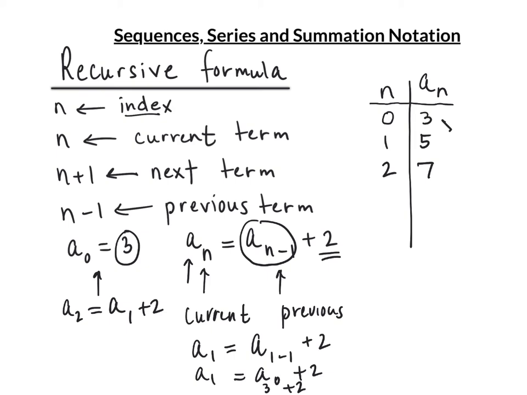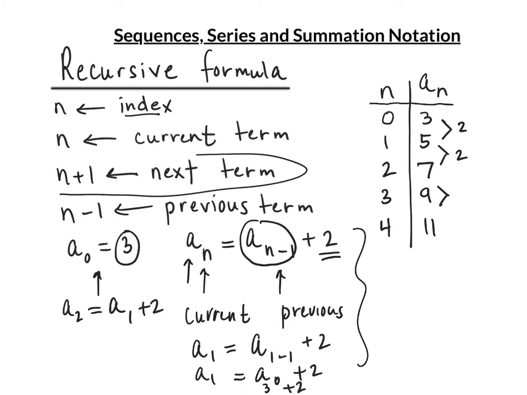And you see what's happening here. I'm just going up 2 each time. So a sub 3, I take the previous term, which was 7, and add 2, and I get 9. A sub 4 would be I take the previous term, 9, and add 2, and I get 11. It's just a way of describing growth based on previous values. Now, you'll notice that we didn't use a sub n plus 1 for next term because there are different ways you can write this recursive formula. You'll see an example on the next one.